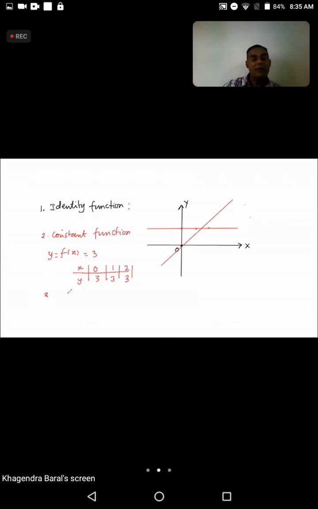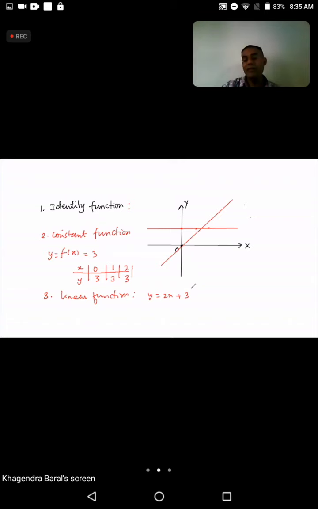Linear function. It is in the form f of x is equal to mx plus c, that is, it is in the form y is equal to mx plus c. Let us say y is equal to 2x plus 3 or 2x minus 3, like this. From it we get a straight line. The graph is a straight line.